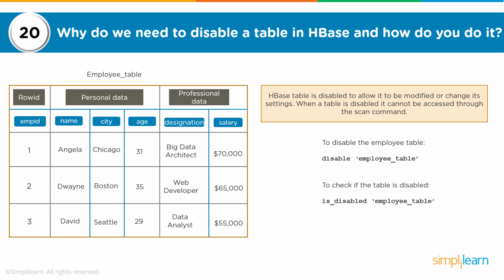Coming back and continuing, why do we need to disable a table? There are different table operations you can do in HBase, and one of them is disabling a table. Now if you want to check the status of a table, you could check that with is_disabled and giving the table name, or is_enabled and the table name. So the question is, why do we need to disable a table? If we want to modify a table, or we are doing some kind of maintenance activity, in that case, we can disable the table so that we can modify or change its settings. When a table is disabled, it cannot be accessed through the scan command.